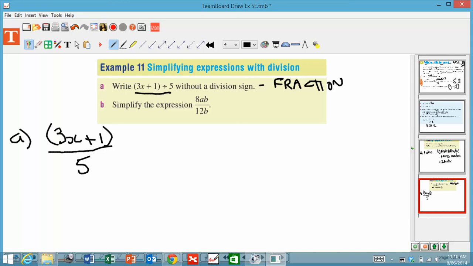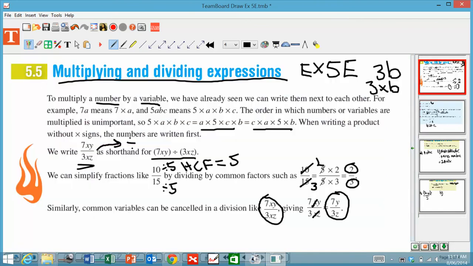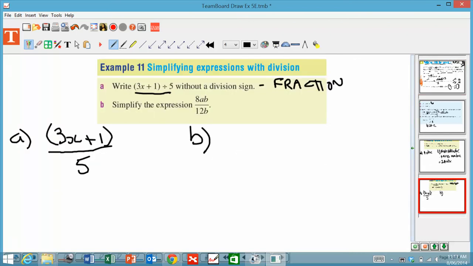Really simple. What I want you to do here is try this on your own before I go through it. If you need to, go back and look at earlier examples, but I want you to have a crack at this one on your own. 8ab over 12b. Pause this and try to simplify it down to a final answer. Remember, look at the numbers: what's the highest common factor, and can any letters be cancelled out?